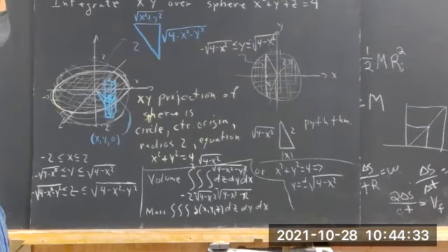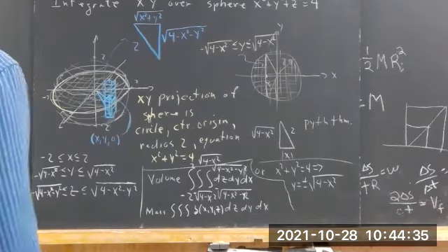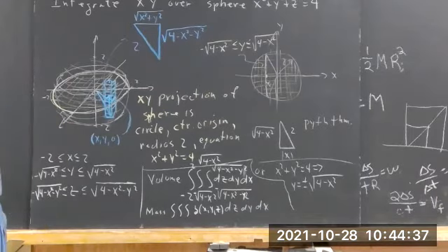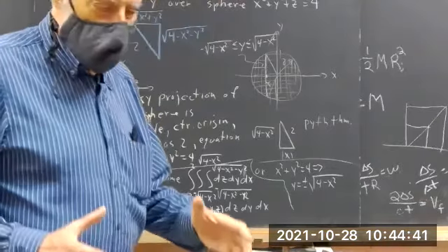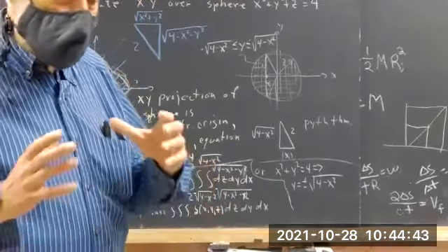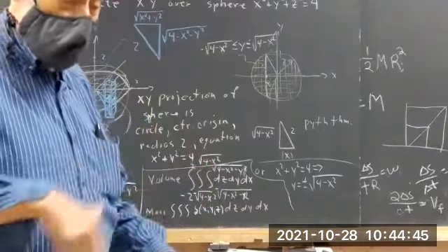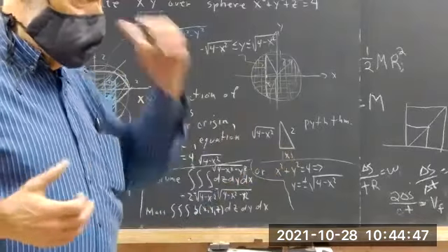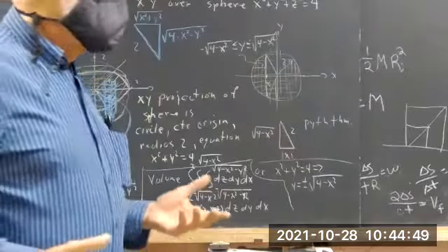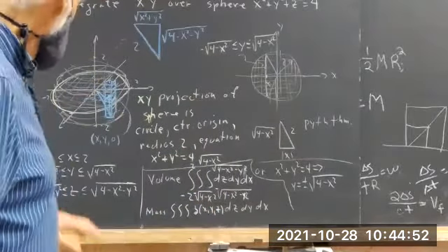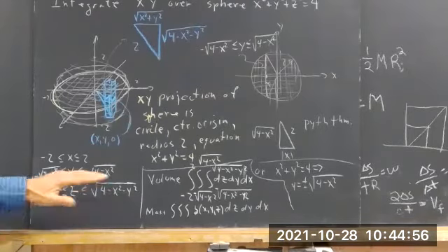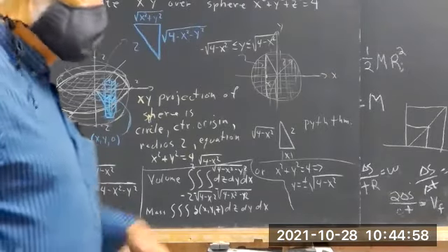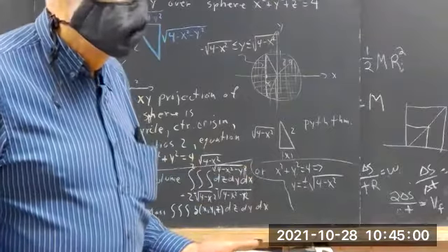Okay. Well, one more comment I'll make. If you're trying to integrate over the sphere, you know that polar coordinates are great for integrating over circles. The circle described in XY coordinates is like this, right? In polar coordinates, you just say r is less than or equal to 2.